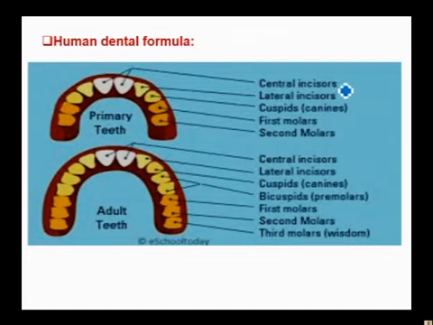See here, we can see incisors, canines, premolars and molars. Here premolars are absent and it's only molars. But in case of the adult teeth, you can see there is presence of the premolars. So the dental formula here will be 2102, whereas here it is 2123.